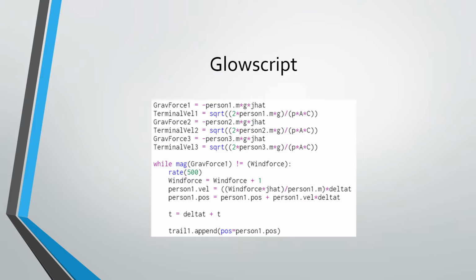I calculated the gravitational force and the terminal velocity for each of the 3 people. I then created my calculation loop so that while the gravitational force did not equal the wind force, and therefore the net force was not 0, the wind would increase and the velocity of the person would change along with her position. Then time would increase and the loop would run again until the gravitational force equaled the wind force and the net force was 0, meaning that the person had reached terminal velocity. I did this loop for each of the 3 people, but only show it here for the first person because it was the same code, just with different variable names. This then created the model that I will play now.